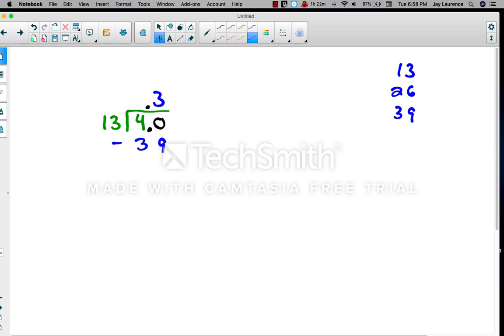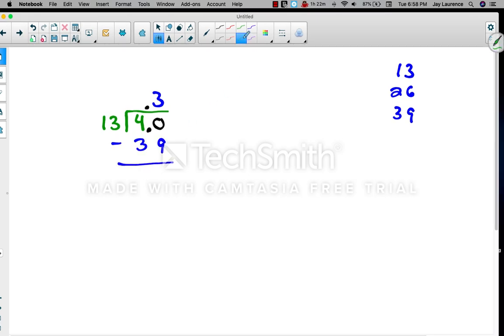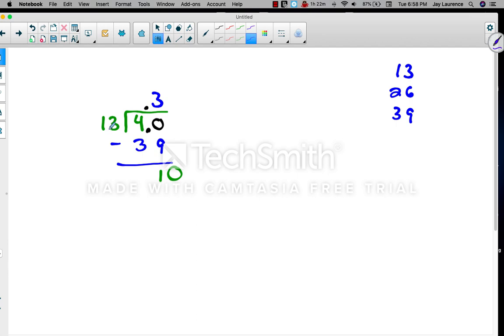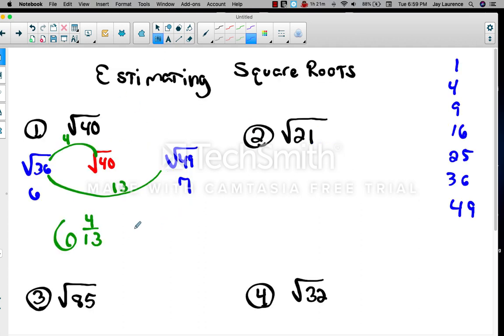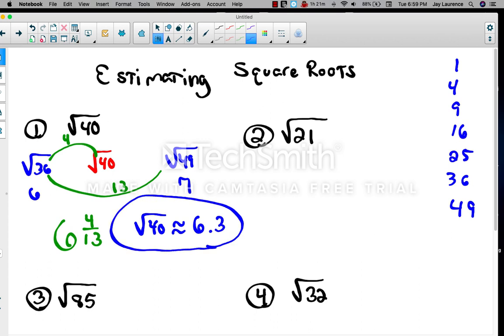So that's 39. I'm going to subtract, and that is going to get me 1, and then I bring down a 0. Now, 13 does not go into 10, so I'll put a 0 here. Now, if I was doing the whole problem, then I could continue to divide. But since I said the nearest tenth, I'm able to round. I had 6 and 4/13, which is about the same as 6 and 30/100ths. And if I round that to the nearest tenth, I can say that the square root of 40 is approximately 6 and 3/10. And that is a close enough estimation.